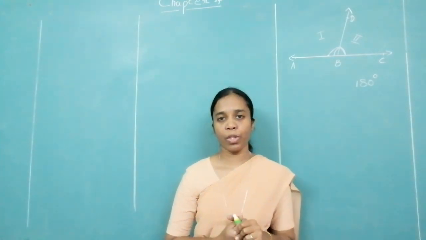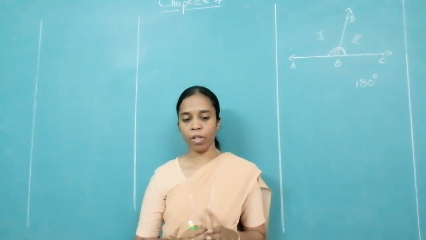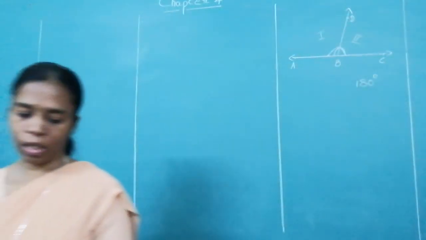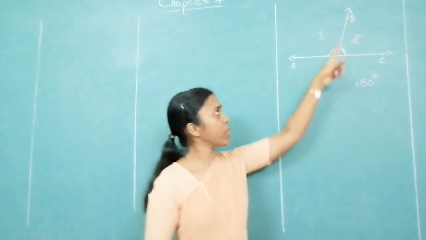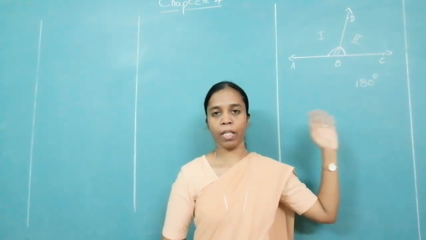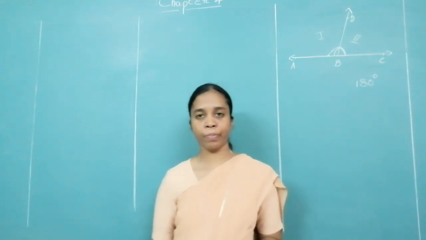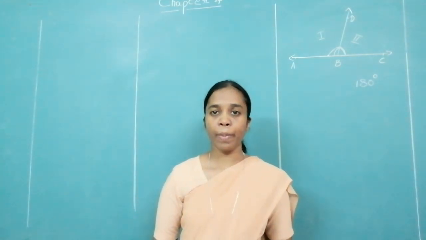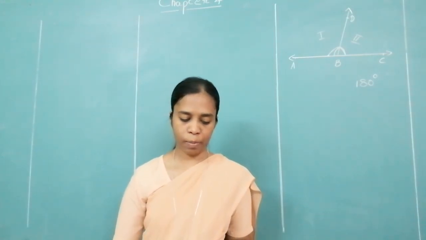Please take the last page of your notebook and write it over there. The definition for linear pair: angles which have a common arm, and the other arms form a straight line, are called a linear pair. Next point, linear pairs are supplementary. Linear pair is supplementary.